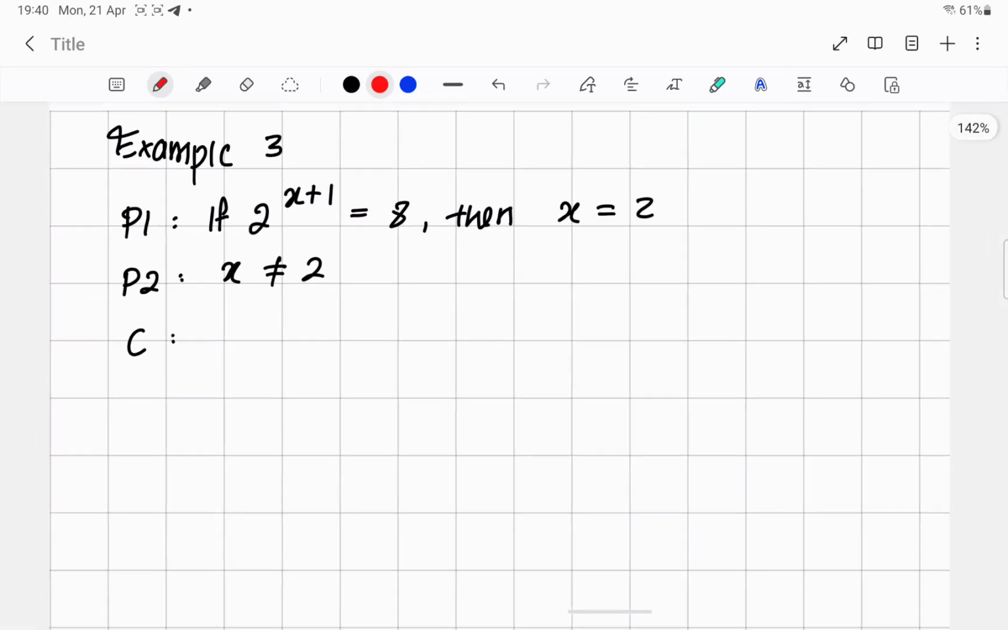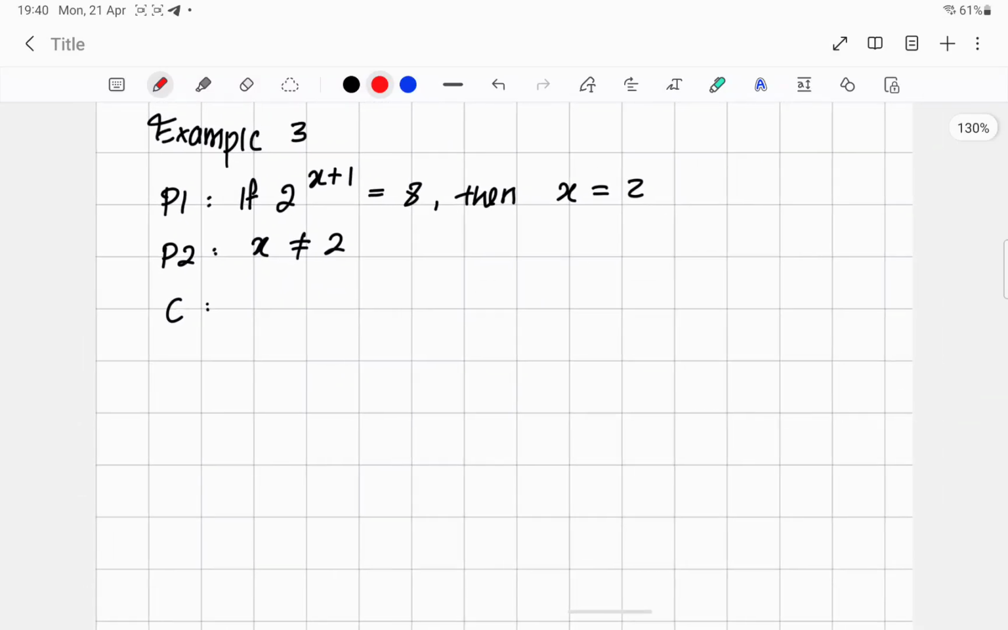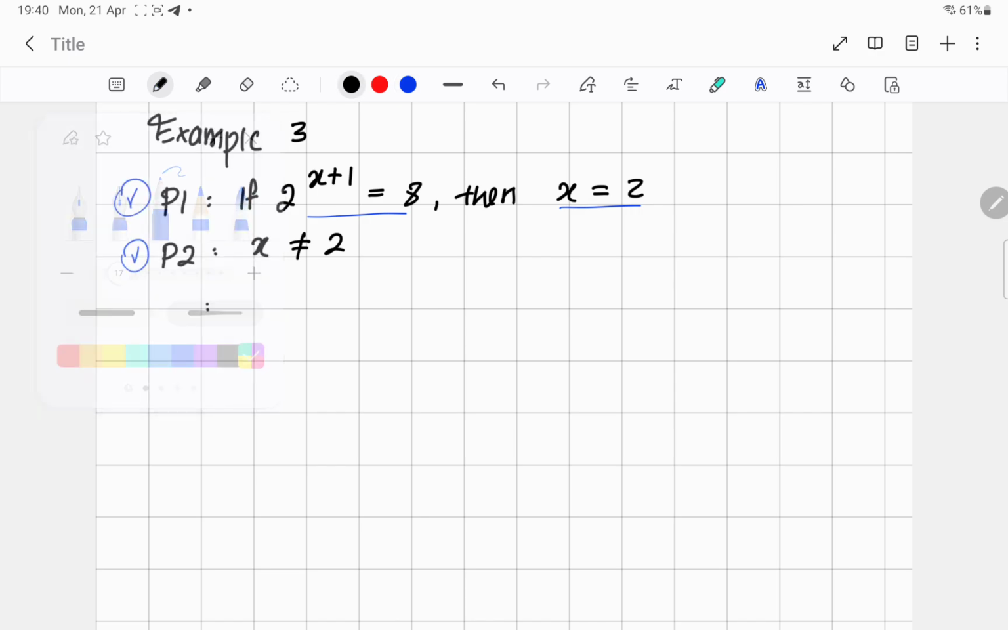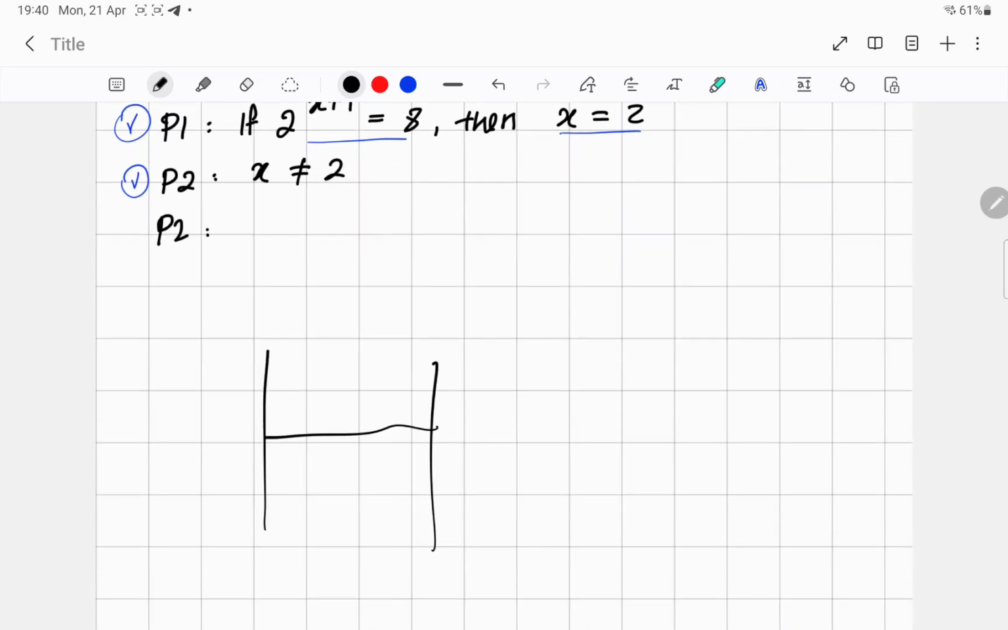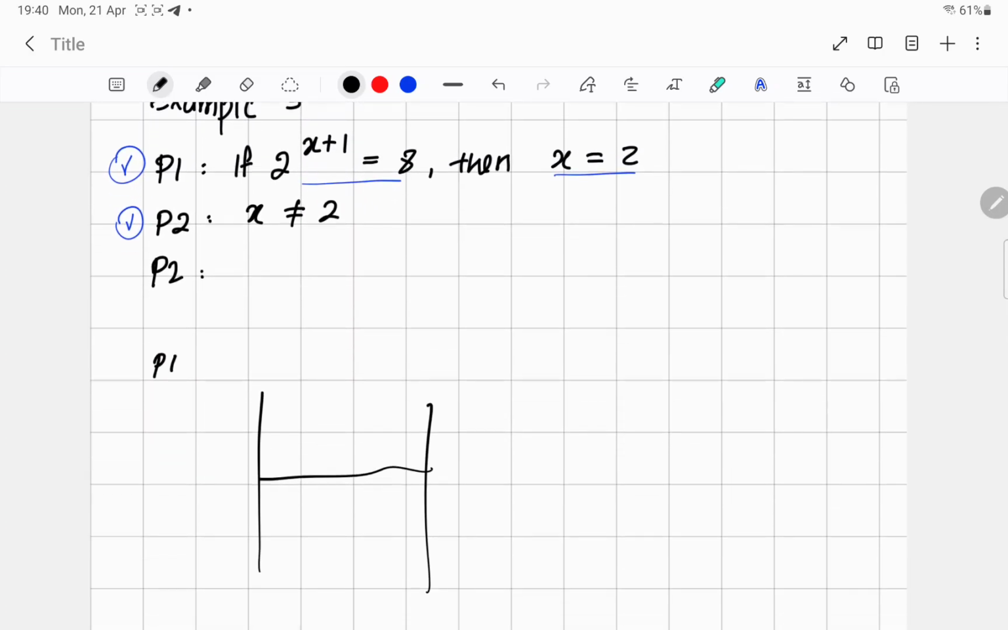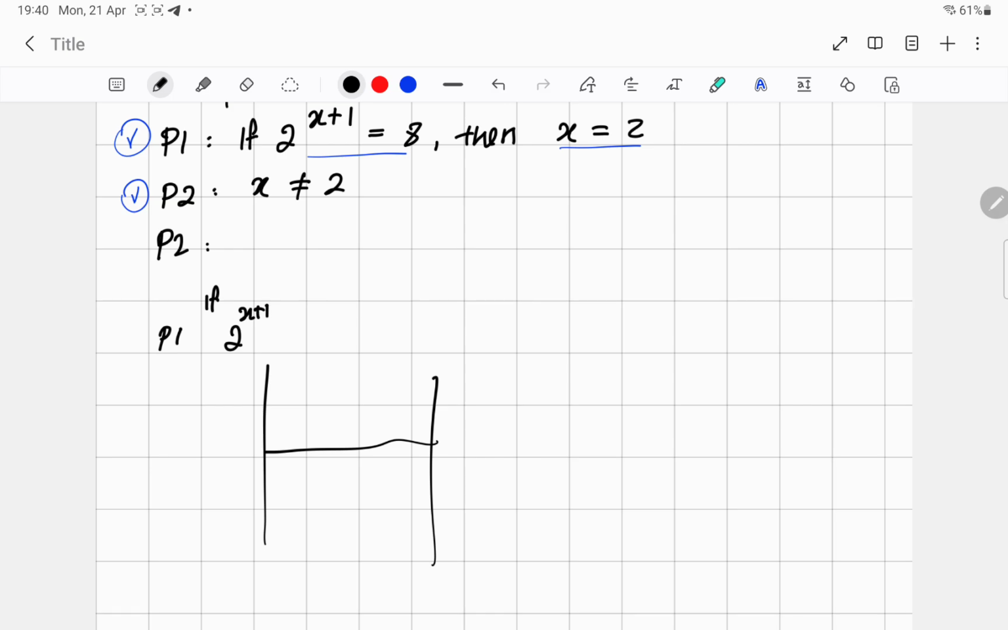Now example 3. Another example. Talk about: if 2 power x plus 1 equals 8, then x equals 2. Now they give you premise 1 and premise 2, and you need to find the conclusion. If you want to use the H method, it can be used like this. Premise 1 here is: if 2 power x plus 1 equals 8, then x equals 2.